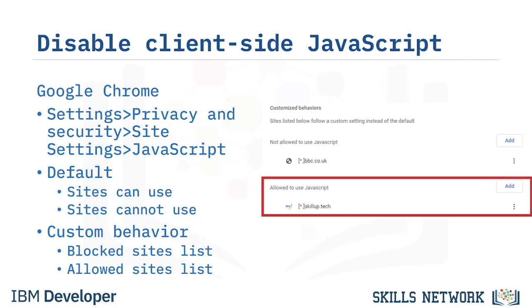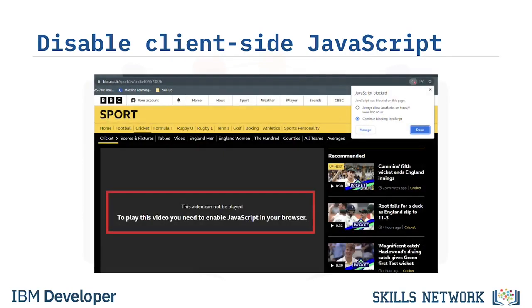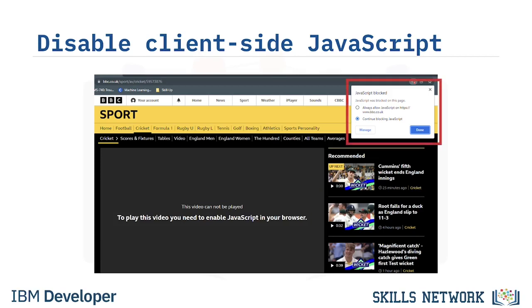When deciding whether to block these client-side JavaScript scripts or not, you need to balance between the additional functionality they provide on a website against the potential security risks they might pose. This is what you might see when you visit a website that you have added to the list of sites that are not allowed to run JavaScript code. You then have the option of continuing to block JavaScript on this site or allowing it.